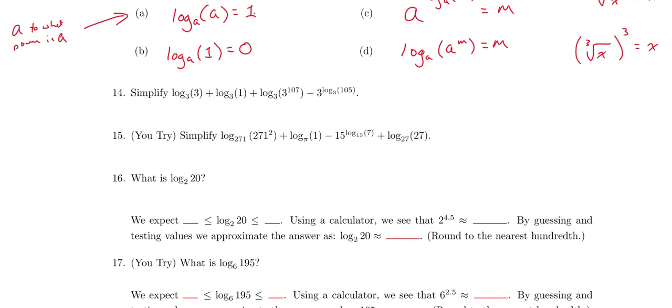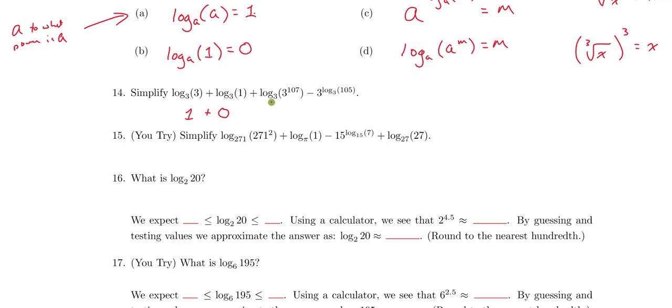Okay, so we're going to practice using those properties here. I'm going to do the first one, you'll do the second one. So log base 3 of 3, that's this first property right here, that's going to simplify to be 1. Log base 3 of 1 says 3 to what power equals 1, and you can answer that question directly, or you could just go ahead and apply this part B here.